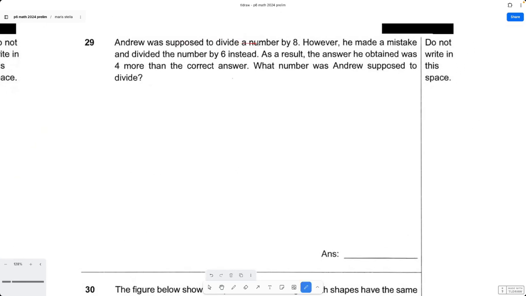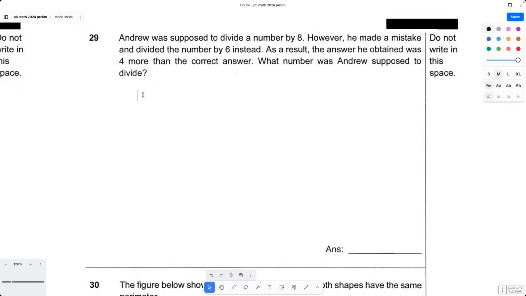Andrew was supposed to divide a number by 8. However, he made a mistake. Don't worry, we are all human. And he divided the number by 6 instead. So, as a result, the answer he obtained was 4 more than the correct answer. What number was Andrew supposed to divide?